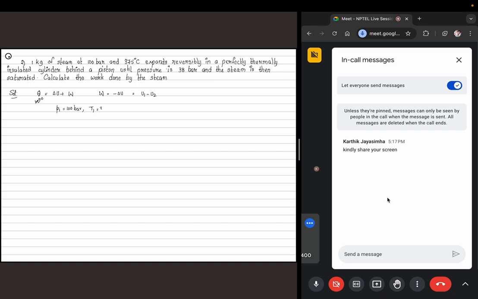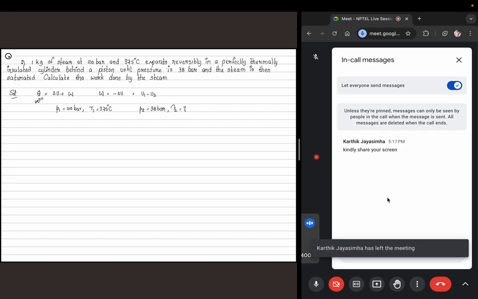Initial temperature is given. Final pressure is given. Do I know the final temperature? It is given that the steam is saturated. So in the saturated vapor state, I can use the saturated temperature to get the value of T2. So I'll use the saturated temperature at this point.